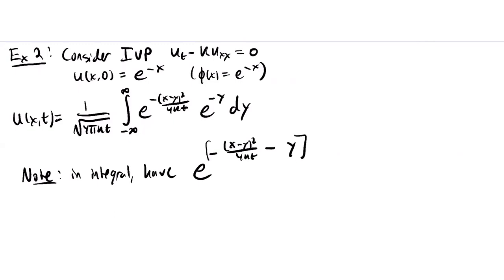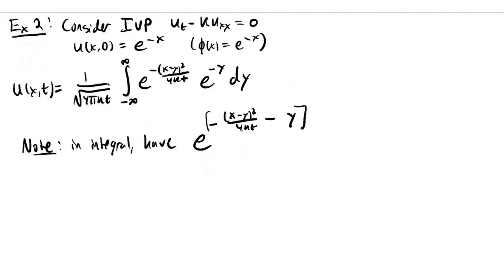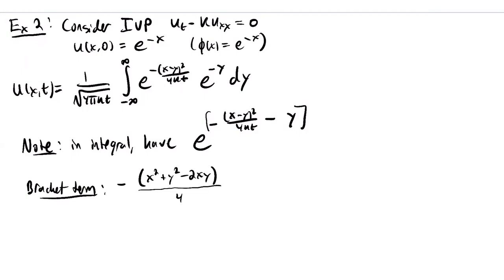And so what we're going to do is, this term in brackets, we just do some algebra to rewrite it in terms of something that we can integrate, right? And so let's expand this term. So the bracket term, what is it equal to? Well, I have minus, if I expand the square, x squared plus y squared minus 2xy over 4kt. And then this other term, I have a minus y, and if I want to bring it into the numerator here, I just have to multiply by 4kt, right? So it's equal to this.